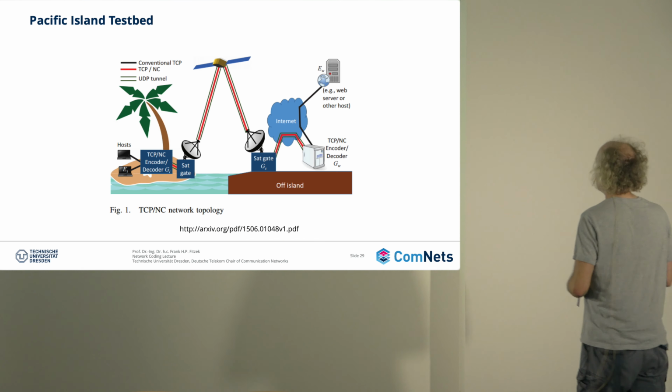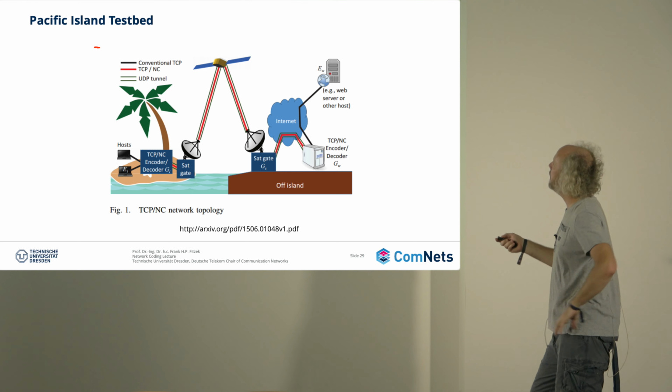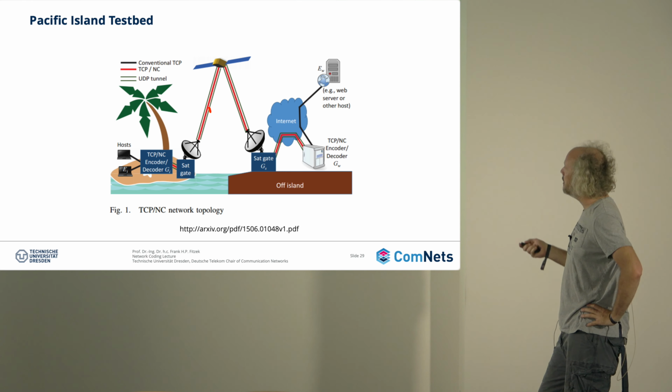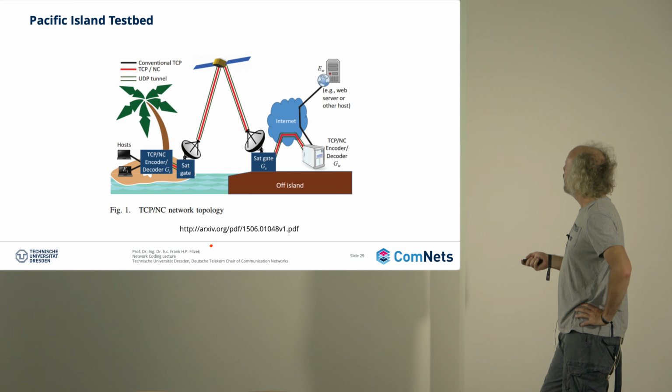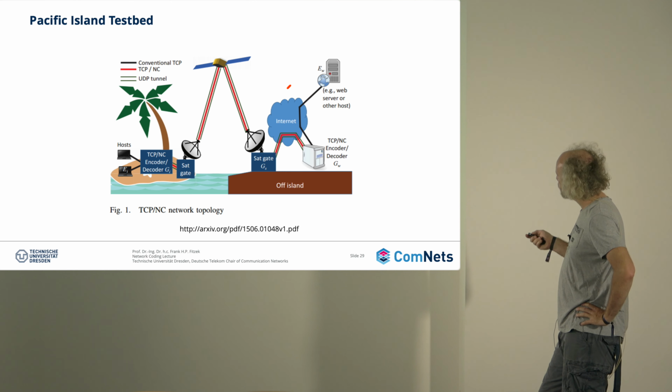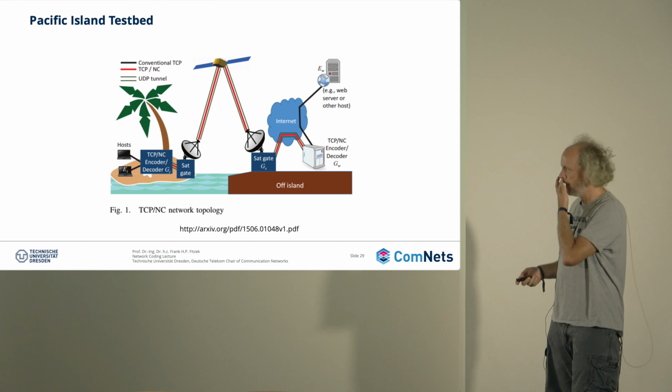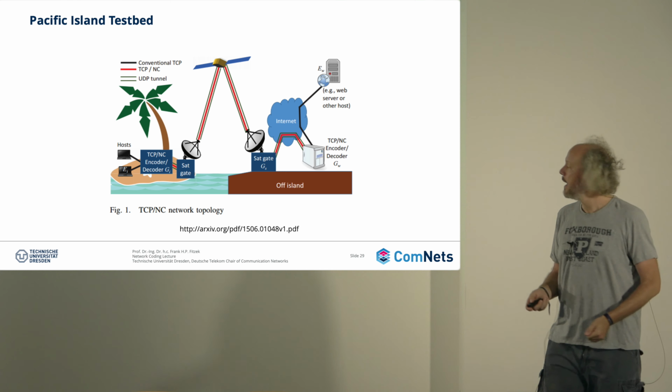Now, another example. This is the Pacific Island testbed. It's an actual testbed in the Pacific, and you can see here a paper where they had now a satellite link over, here you see the satellite ground stations, and these are the islands around New Zealand, right? So they have internet and they want to bridge it over the satellite to the smaller islands. It's not that this is New Zealand.